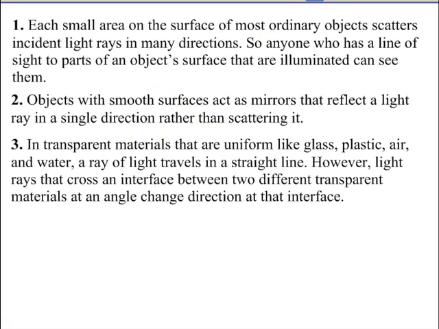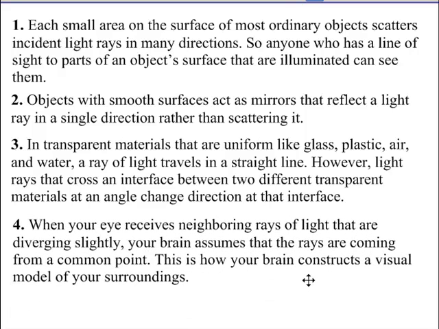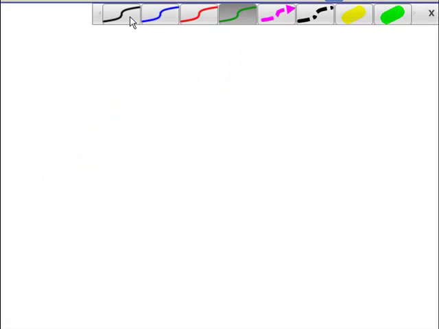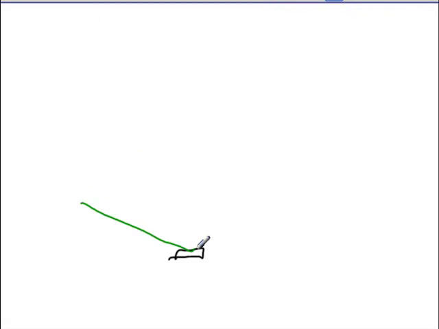And the last key idea about the propagation of light: when your eye receives neighboring rays of light that are diverging slightly, they're coming apart a little bit, your brain assumes that the rays are coming from a common point. And that's how you'll construct a visual model of your surroundings. So for example, let's consider this situation, but let's look at it a little more closely. I've got a small object down here, and I light it up with some light. Now light gets scattered off in all different directions.